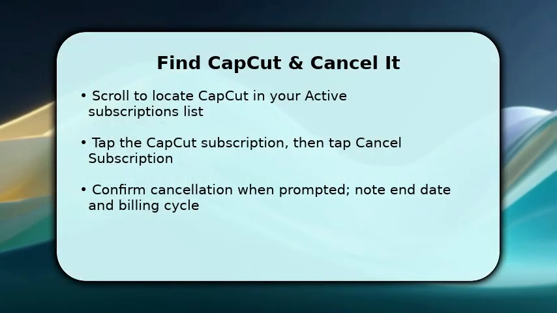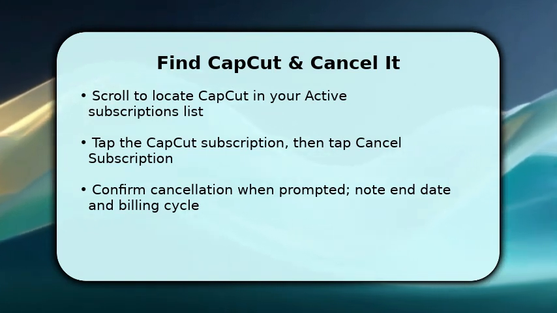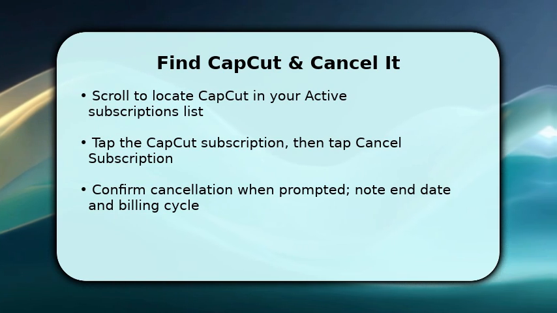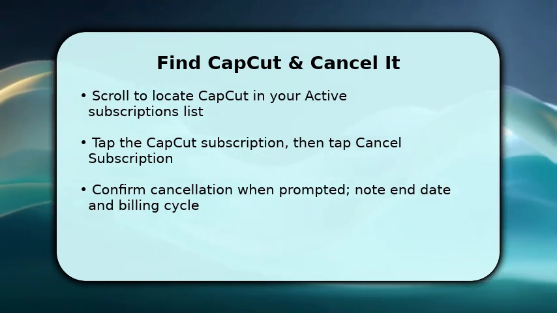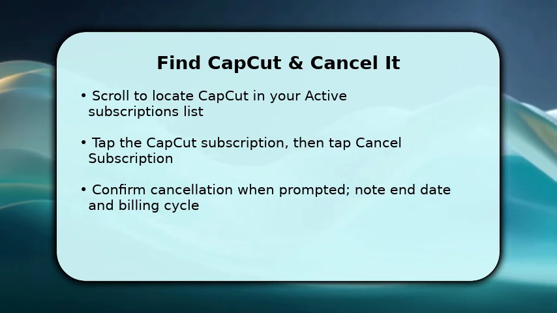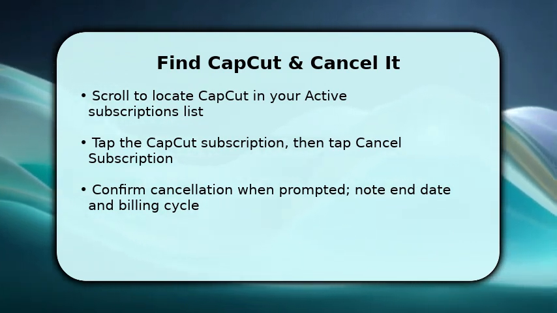You'll see a list of active plans. Scroll until you find CapCut. Tap that entry to view plan details, price, renewal date, and any trial info. Tap Cancel Subscription. Apple asks for confirmation, so make sure you choose the correct plan if multiple CapCut options appear.